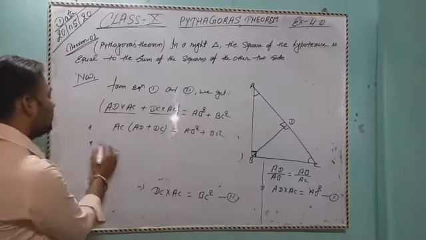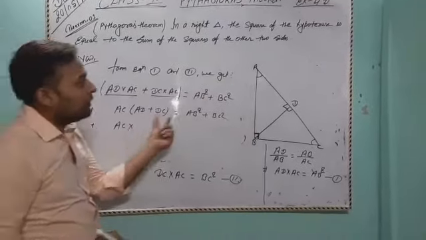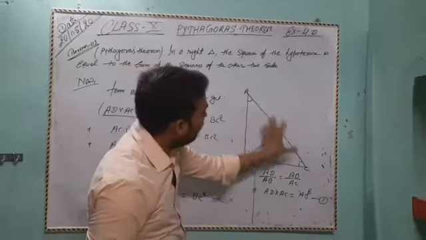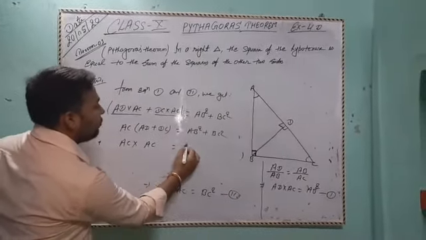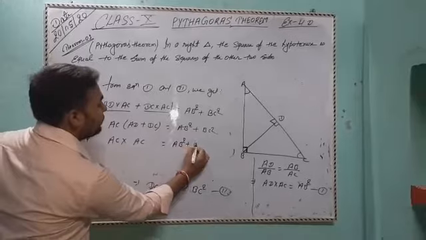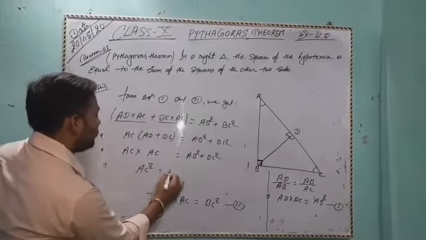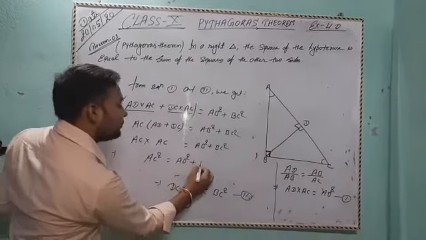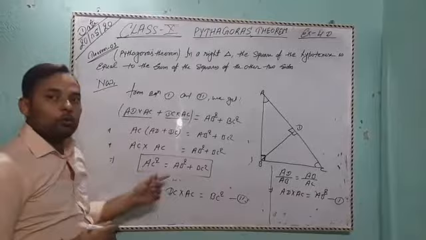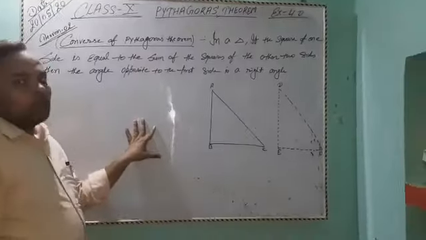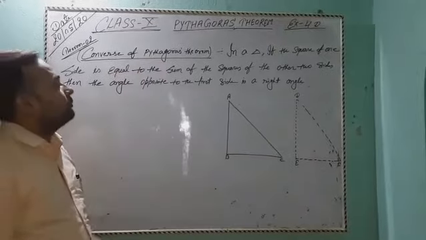So students, AC multiplied by AD plus DC, and AD plus DC equals AC. So AC multiplied by AC equals AB square plus BC square. This implies AC square equals AB square plus BC square. This is the Pythagoras theorem. Now the next theorem is the converse of the Pythagoras theorem.